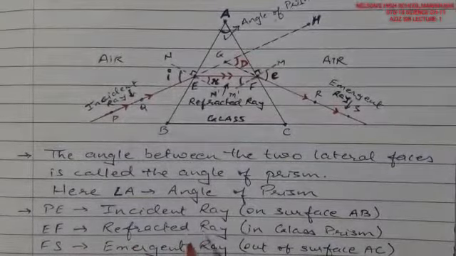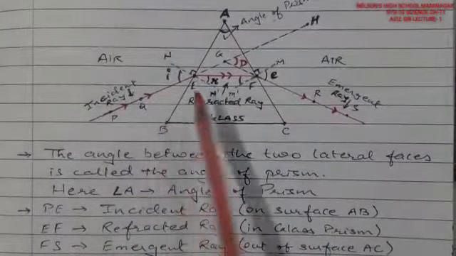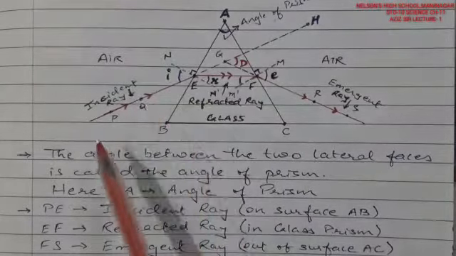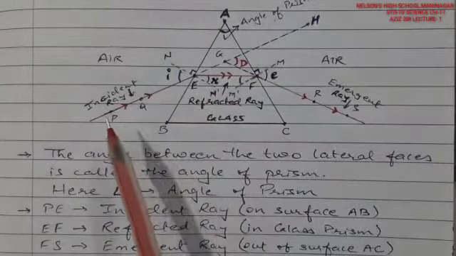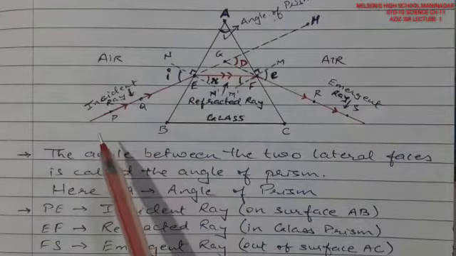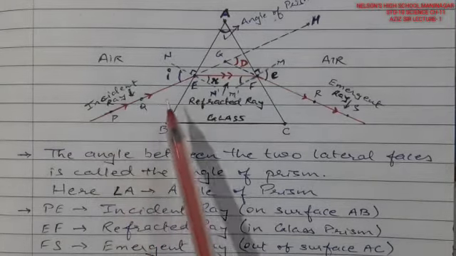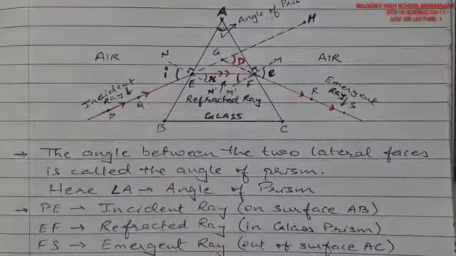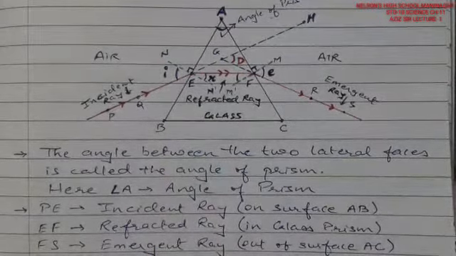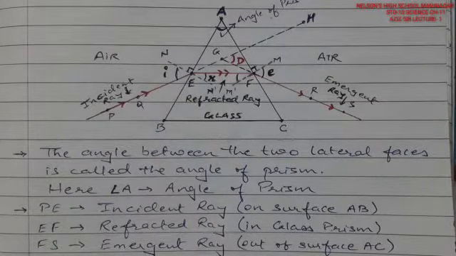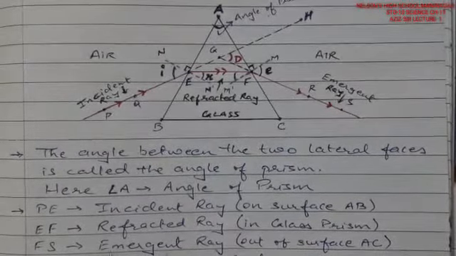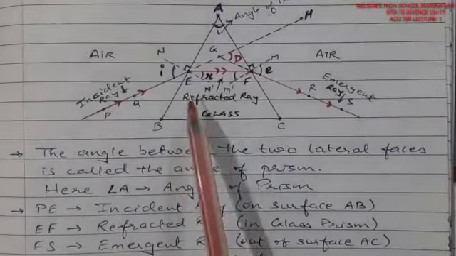PE is an incident ray. This PE ray, which is coming towards the prism, is called an incident ray. It is the light coming from the source and approaching the prism. Next is EF. Now, what is EF? EF is a refracted ray.